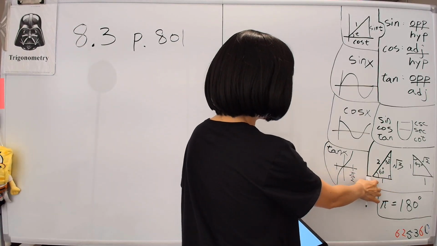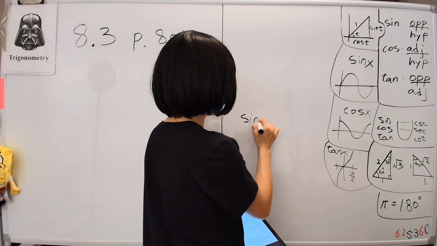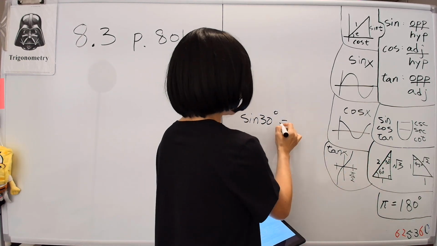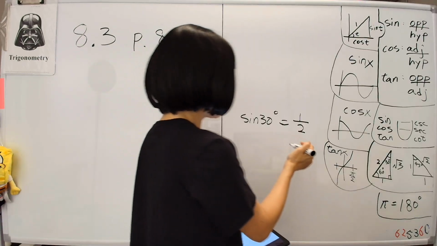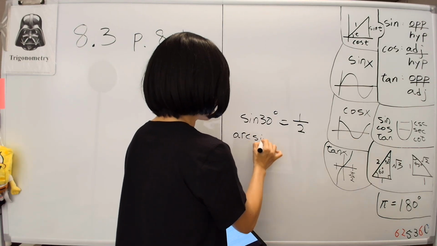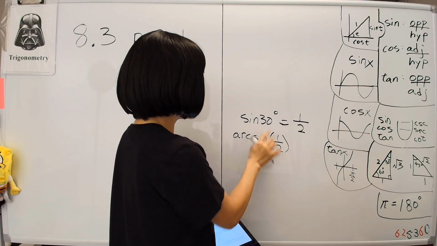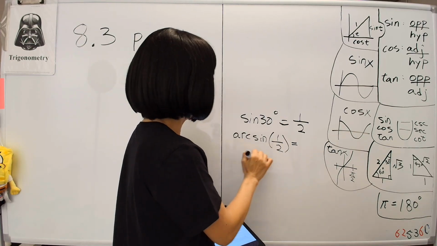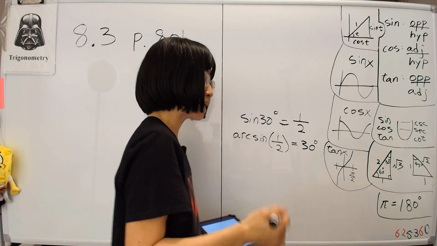From here we can see the sine of 30 degrees is equal to 1 over 2, opposite divided by hypotenuse. So the inverse function of this is called arc sine, A-R-C sine. And arc sine of 1/2 means what angle gives the sine value of 1/2? That angle will be 30 degrees, or we can call it pi over 6, being that pi is 180.